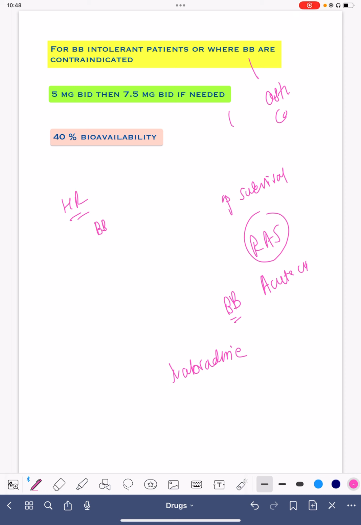Very commonly, this drug is available in tablet form. We can start with 5 milligrams twice a day, and if needed, we can increase the dosage to 7.5 milligrams twice a day. It has pretty decent bioavailability of 40%.